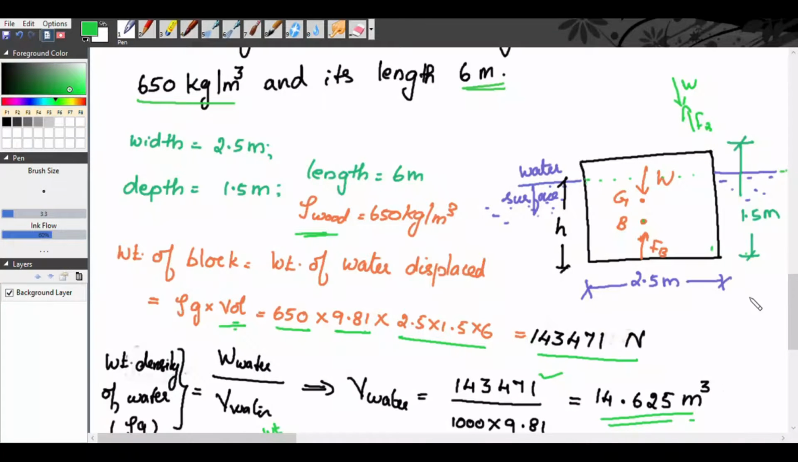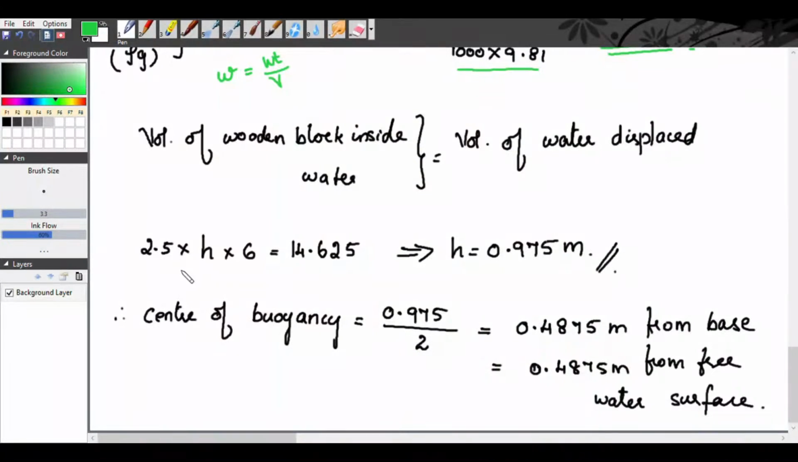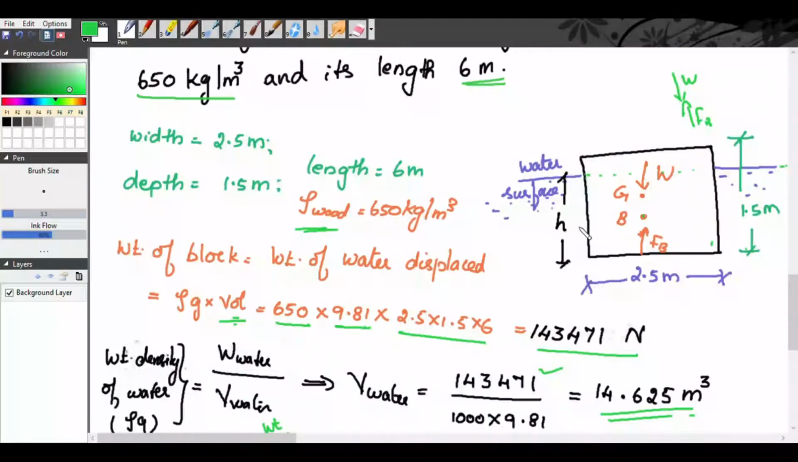So what is the volume of wooden block immersed in water? It is 2.5 into length 6 into the depth h. So 2.5 into h into 6, this is our length. Okay, 2.5 into h into 6 is equal to the volume of water displaced, that is 14.625. So from this we get h is equal to 0.975.